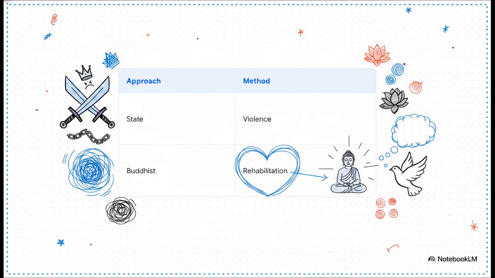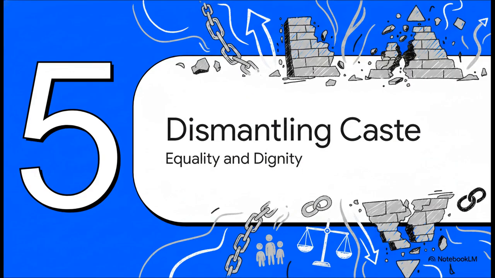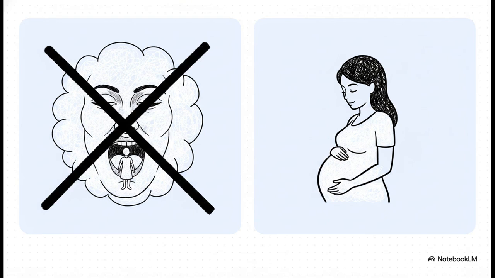It proved that internal rehabilitation holds vastly more power to change human behavior than a state's threat of violence. And that's a fact that even the king ultimately had to bow to and respect. Okay, moving into Section 5, dismantling the caste system. We are now entering what is perhaps the most radically progressive part of the text, focusing on equality and dignity.